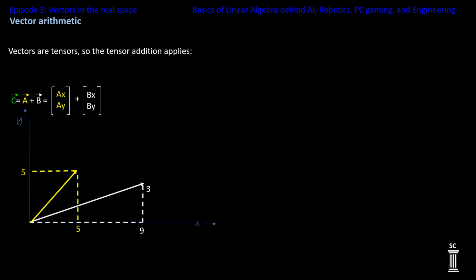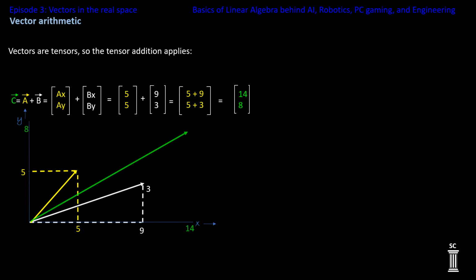Vectors are a special class of tensors, so the tensor rule of addition applies. This means that we can simply add the individual elements together to get the result. It's all nice and fine to say that the tensor rules apply, but is that true? Let's draw this in a frame. We calculated 14, 8, so let's draw it.